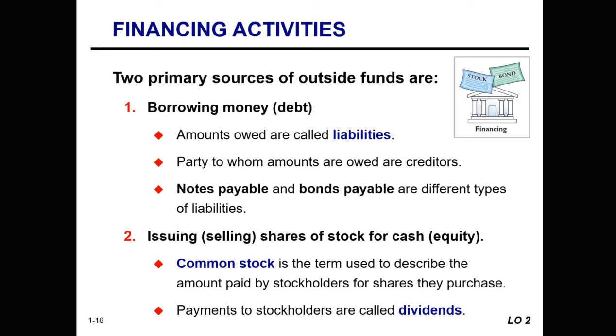This can be in the form of bank loans, which are notes payable, debt securities, which are bonds payable, or goods on credit from your suppliers, which are your accounts payable. The individuals to whom we owe amounts are our creditors.